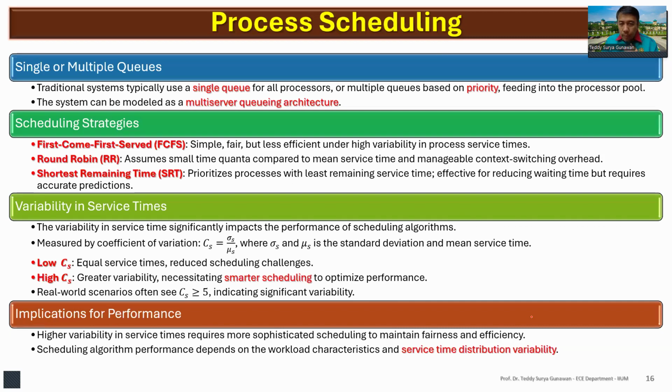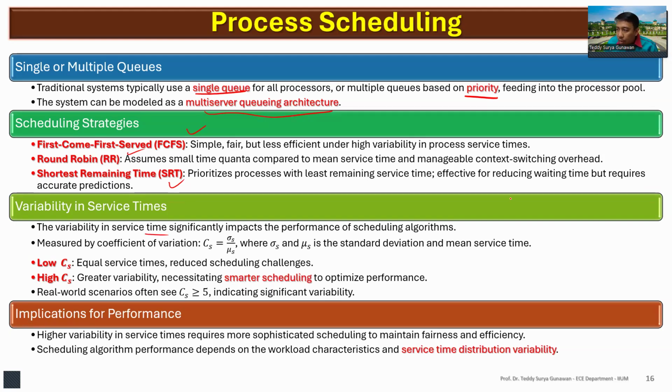Now let's move on to process scheduling. The system normally uses a single queue for all processors, or multiple queues based on priority feeding the processor pools. The system can be modeled as a multi-server queuing architecture. For scheduling, you can use first come first serve, round robin, or shortest remaining time. Normally we measure the variability in service time.